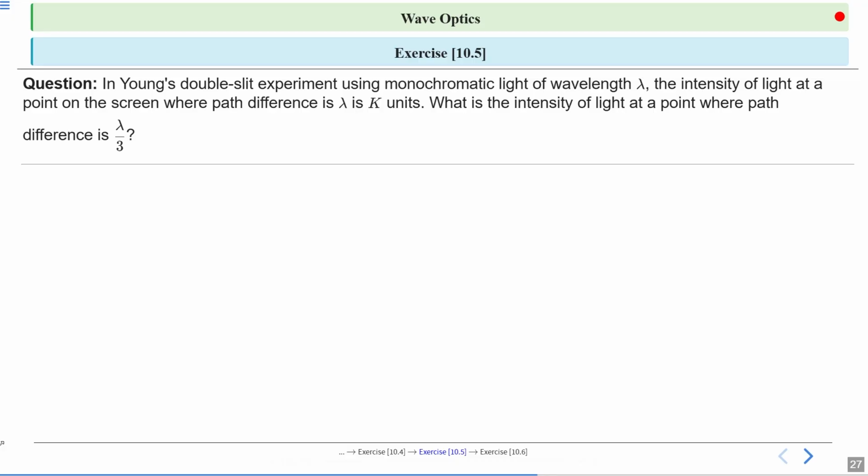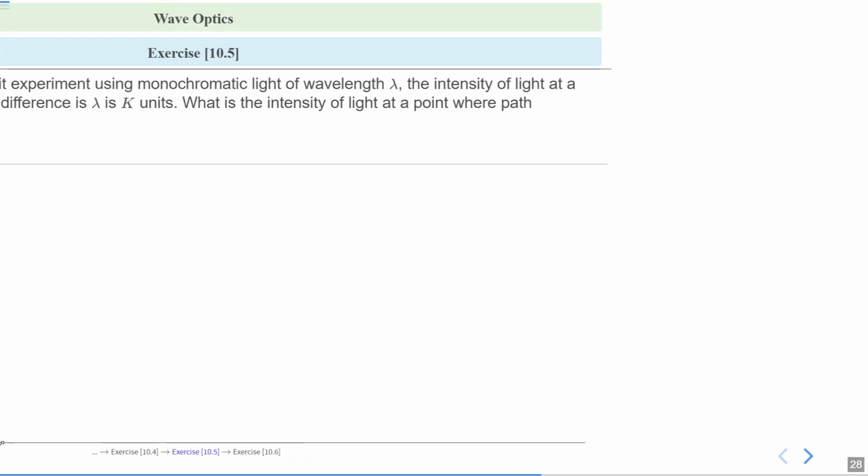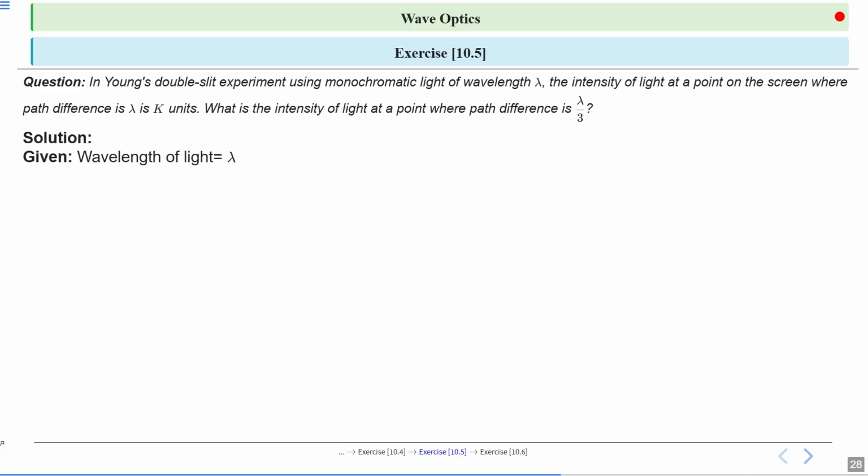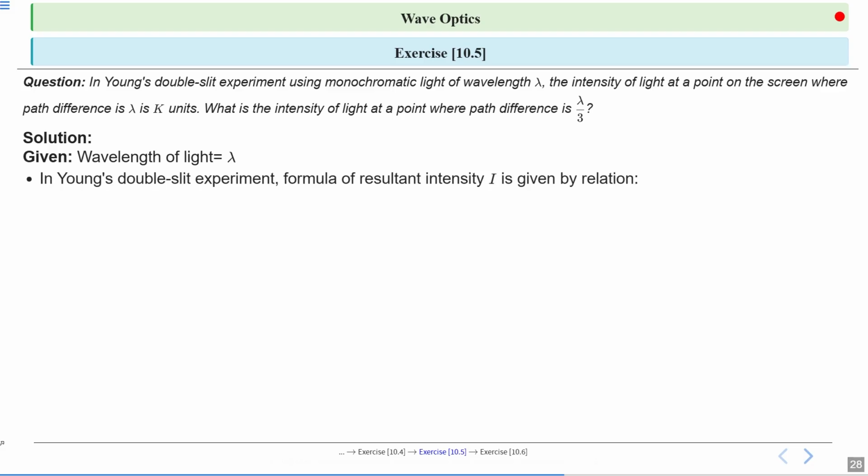So wavelength lambda is given, and the resultant intensity of light at a point on the screen where the path difference is lambda is k, and we have to find the intensity of light at a point where the path difference is lambda by 3. So let's start by noting the given information. We have monochromatic light with the wavelength denoted by lambda. In Young's double slit experiment, the intensity of light at any point on the screen is determined by a specific formula. This formula allows us to calculate the resultant intensity based on the interference of light waves.